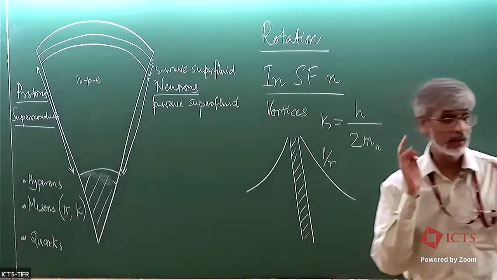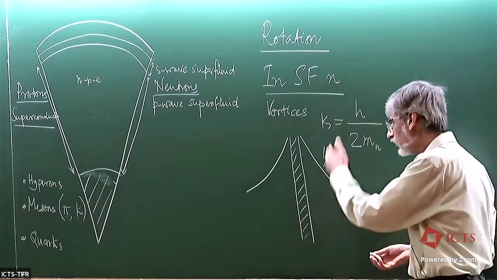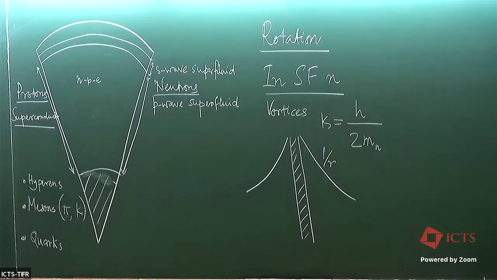So now, each vortex carries a certain amount of vorticity. The whole star has some large amount of vorticity, so that will get split up into individual vortices, and the number of vortices will depend on the total angular momentum of the star. For a spin period of 1 second, you expect about 10 raised to the power of 16 such vortices in the interior.